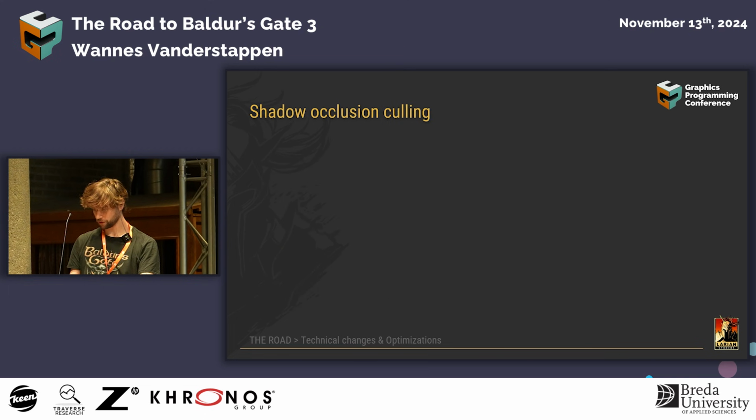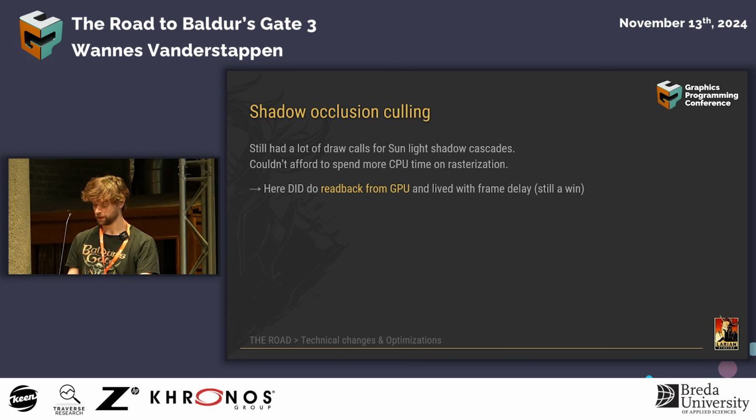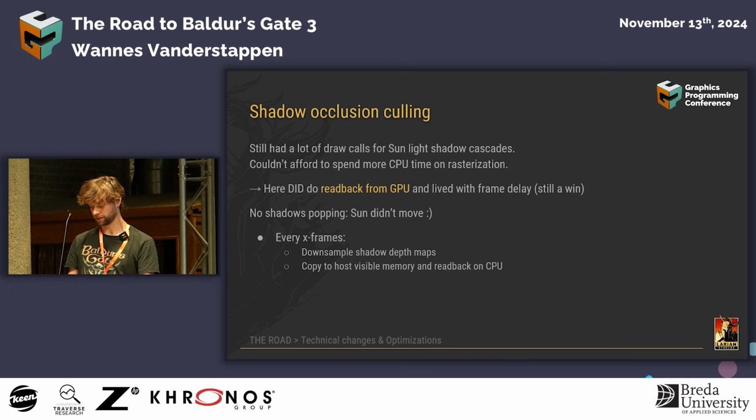For shadow occlusion culling, well, we still had a lot of extra draw calls there. We couldn't spend the time on CPU for that. So we did do a readback here for the GPU and lived with a frame delay. It was still a win, and we had no shadows popping because, well, our sun doesn't move, so that was a nice benefit. And every X amount of frames, we downsample the depth shadow maps, read back on the CPU, and we use it in the same way as for masked occlusion culling.